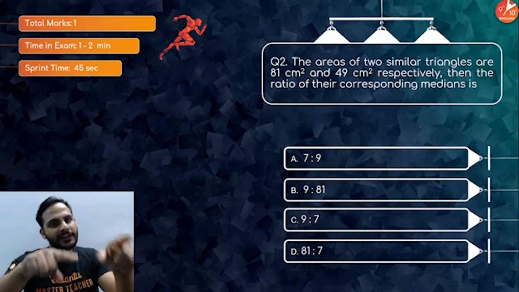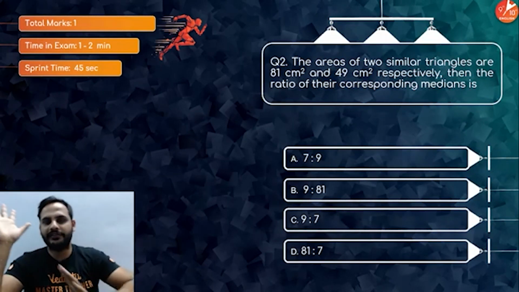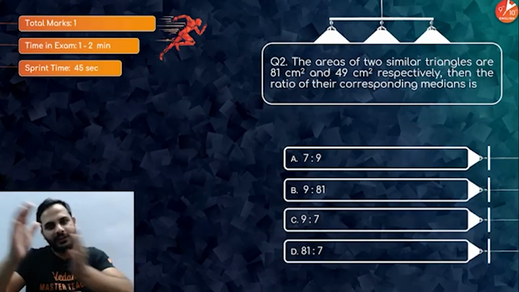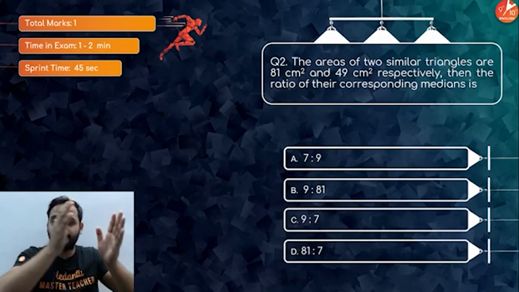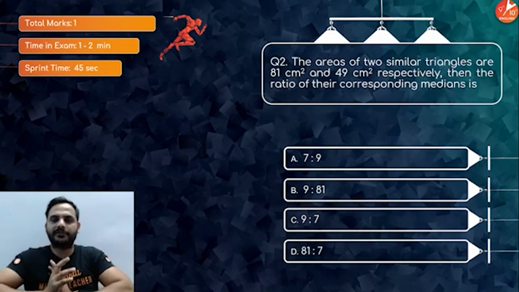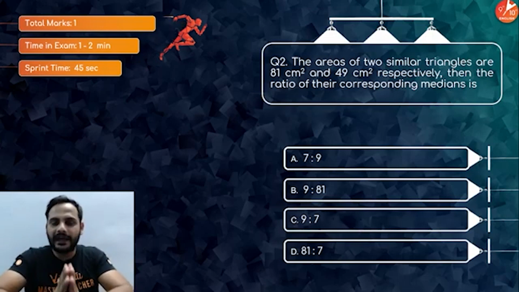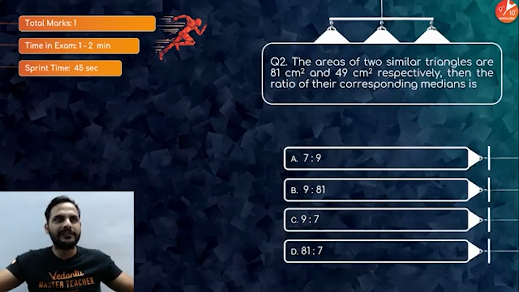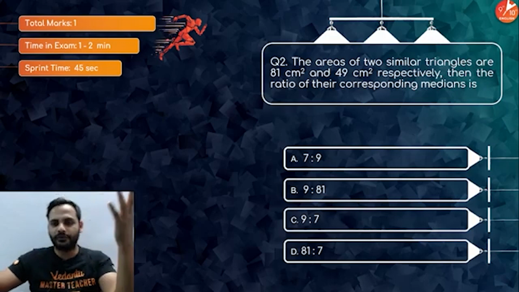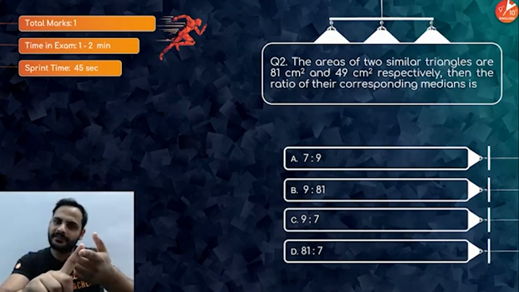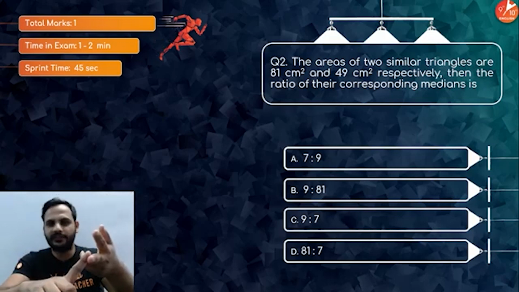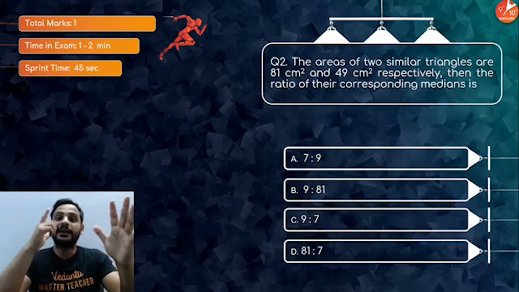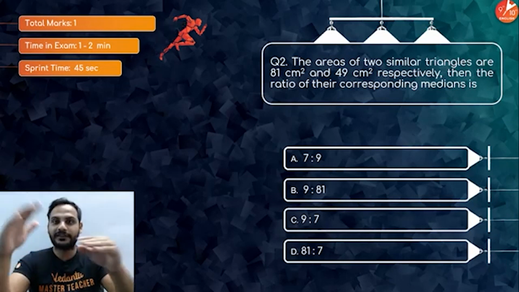Ratio of the corresponding angle bisectors is also same as the ratio of the corresponding sides. Ratio of perpendiculars or altitudes is also same as the ratio of the corresponding sides. Ratio of perimeters is also same. Only the ratio of area is equal to the square of the ratio of the corresponding sides. For example, guys, let's say ratio of sides is 3:4. So ratio of corresponding medians 3:4, altitudes 3:4, angle bisectors 3:4, perimeters 3:4, and ratio of areas 9:16, the square.